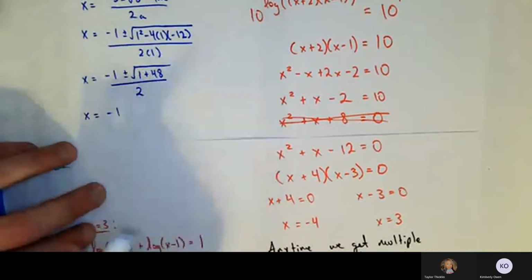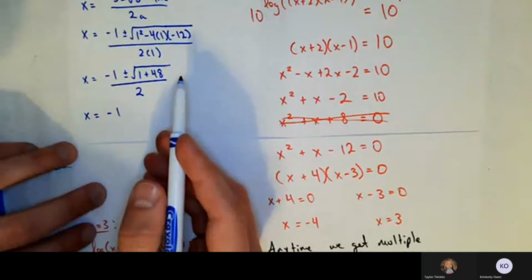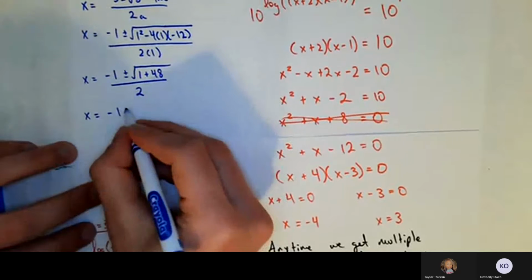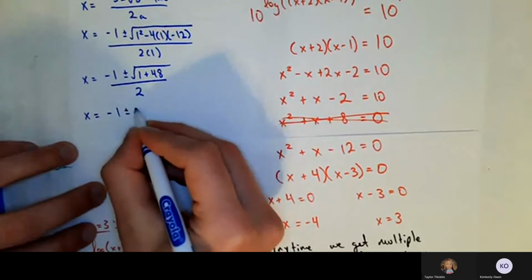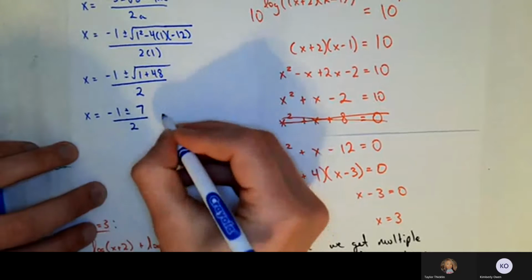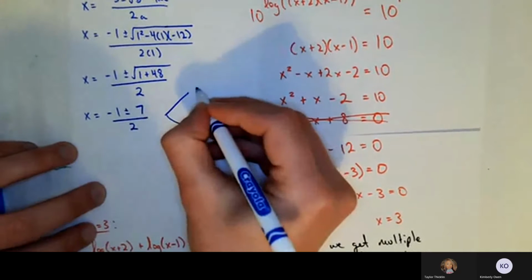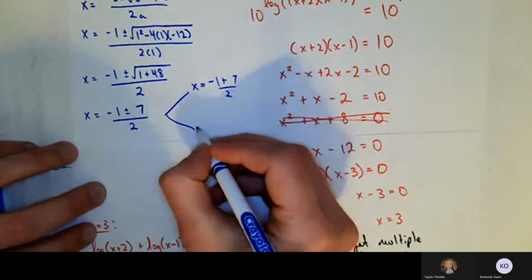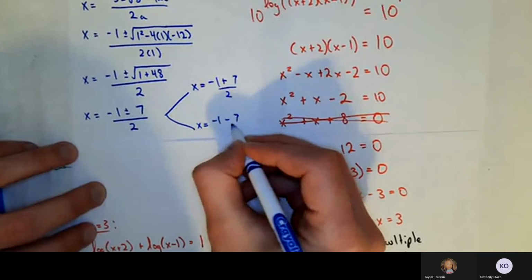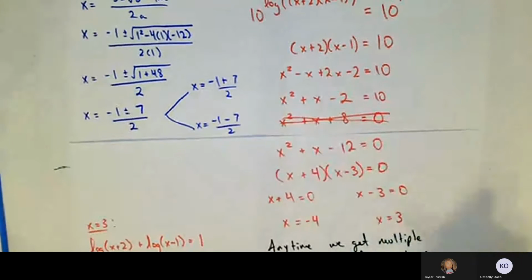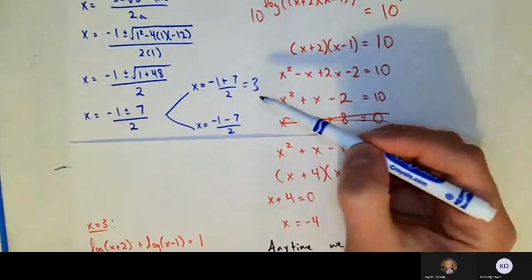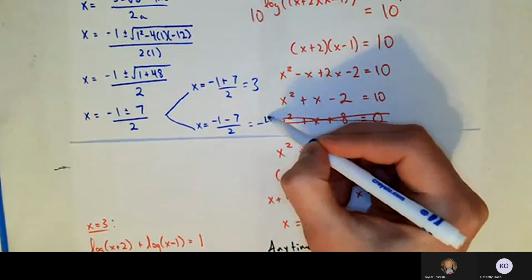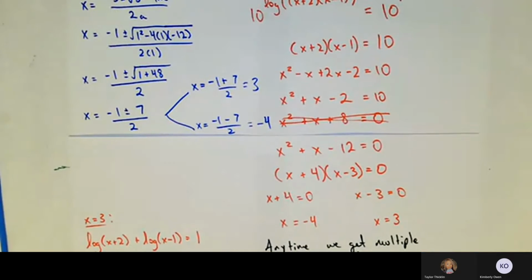Anyways, 1 plus, let me skip some steps here, 1 plus 48 is 49. We know the square root of 49, that's a nice clean square number, so the square root of 49 is 7. So -1 plus or minus 7 all over 2, and then you would split these into -1 plus 7 over 2, or -1 minus 7 over 2, and these would simplify. This would end up being 3, because this would be 6 over 2, and then this would be -8 over 2. So you get the two solutions, -4 or 3.